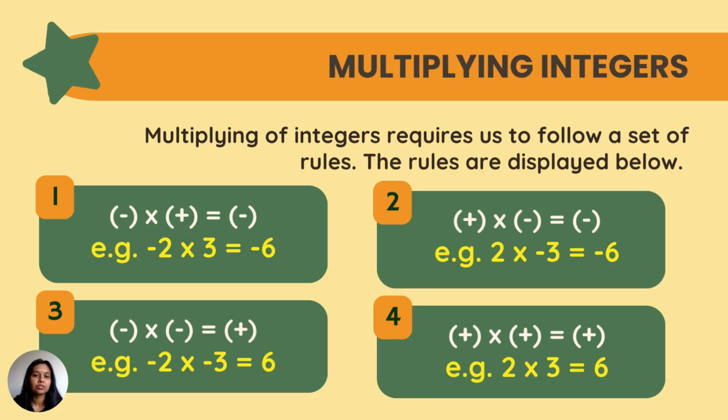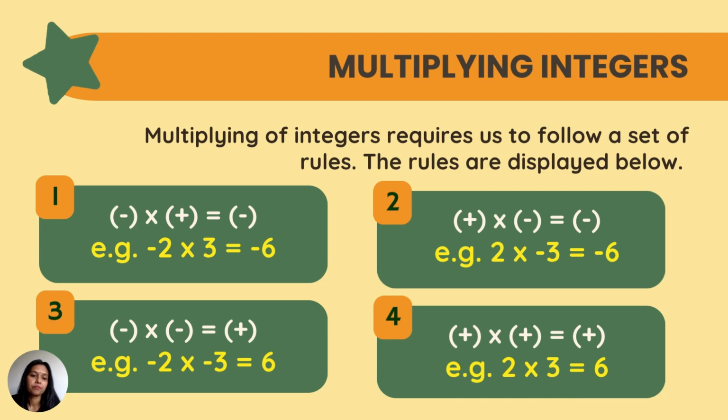So multiplying of integers requires us to follow a set of rules. The rules are displayed below. So number 1 shows you a negative times a positive would equal to a negative. So in an example, this looks like a negative 2 times a positive 3 will give us a negative 6. Let's look at number 2. You've got a positive number times a negative number, and you land off at a negative answer. So in the example, you've got a positive 2, you multiply it with a negative 3, and you end up with a negative 6 answer.